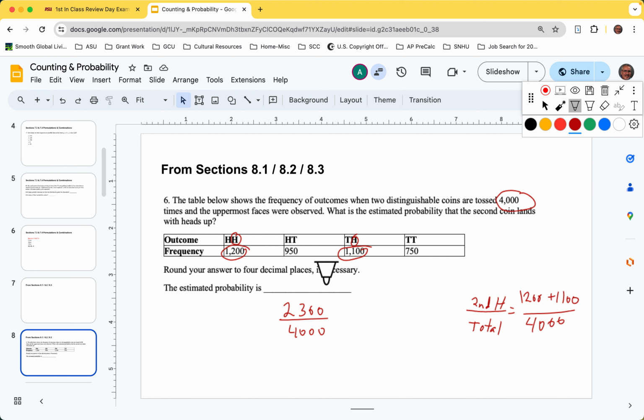So this one, we don't have to worry about leaving it as a fraction. What did y'all get? 0.573? 0.575. Yeah, that makes more sense. So about a 57.5% chance that the second one's heads. Make sense? Okay, so focus on how we're doing it.